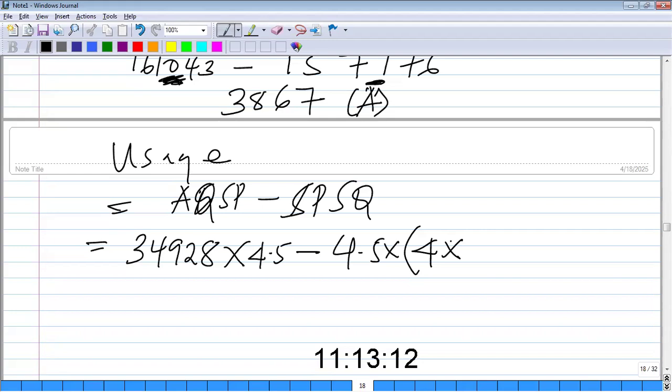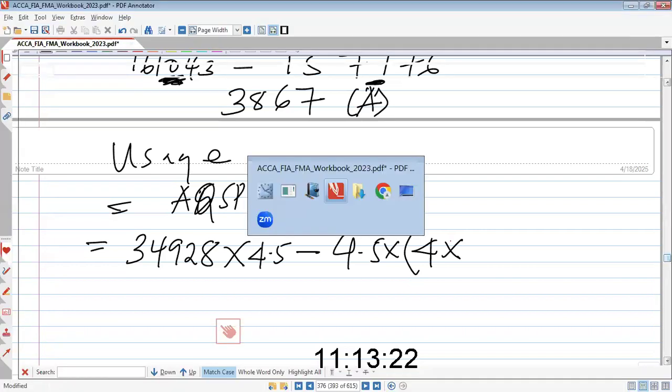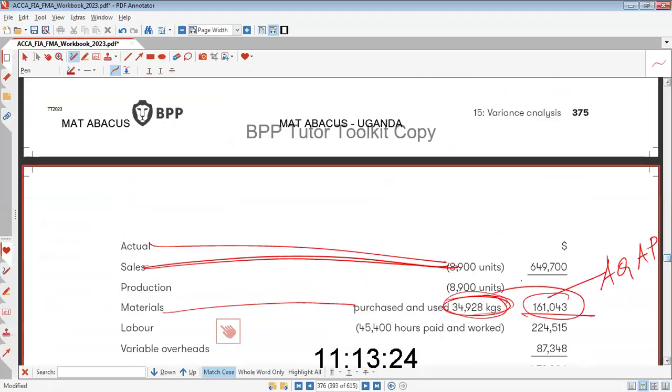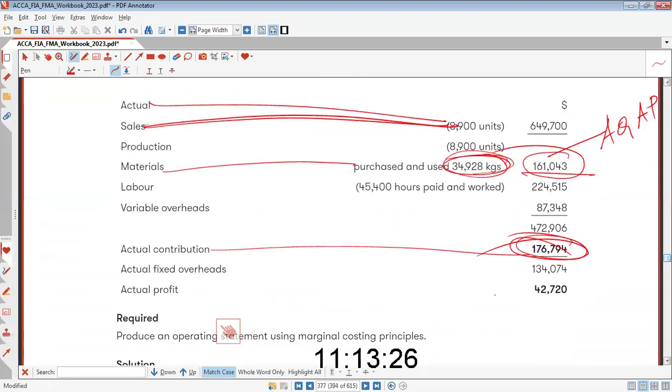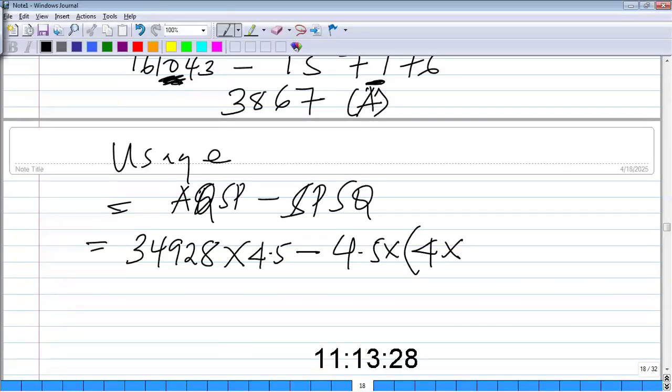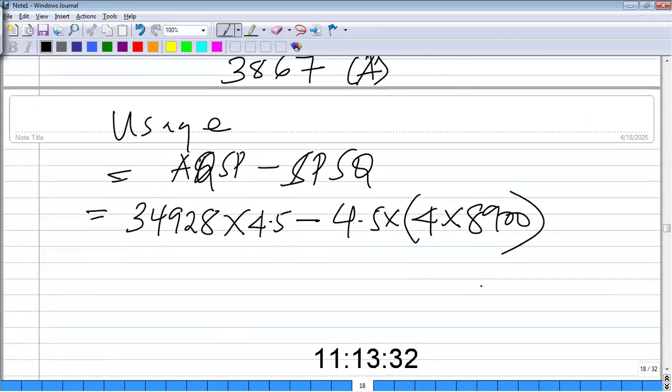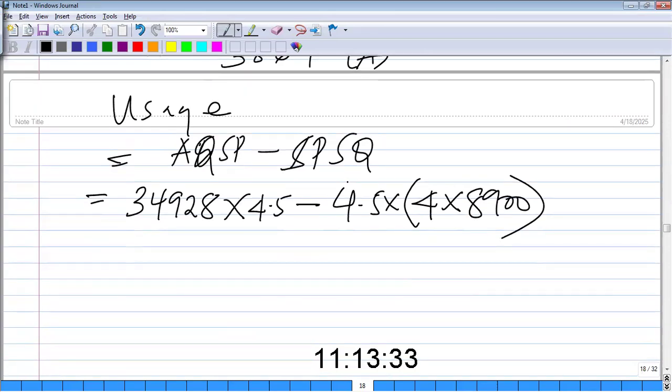It's like absorbing, okay? Absorption costing. So you get 4 times what were the actual units produced? 8,900. Production was 8,900, matching sales of 8,900. Are we together on this one? Like I said, practice, practice, practice.